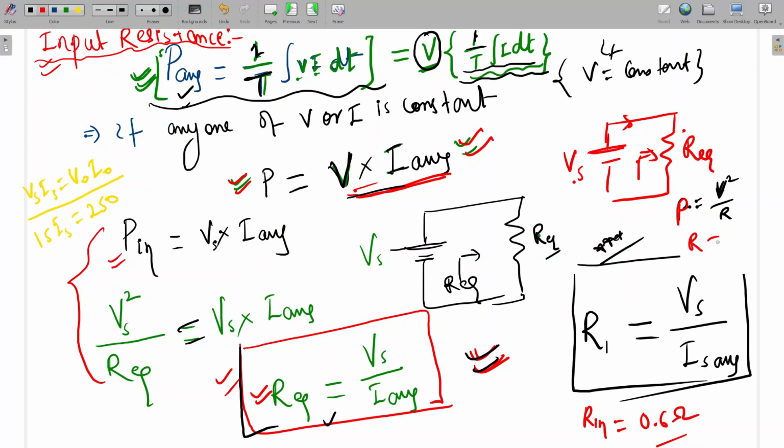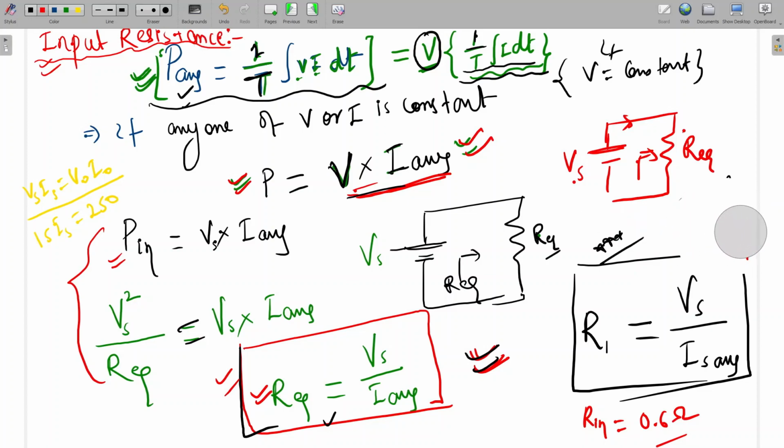Here R will be equal to V square by P. So V is how much? 15. 15 square by P, 15 square divided by 250. How much? Oh, no, I think it's 0.9 or 0.6. Can anyone clarify? Say 0.9. It will be 0.9, na? Final answer will be 0.9.